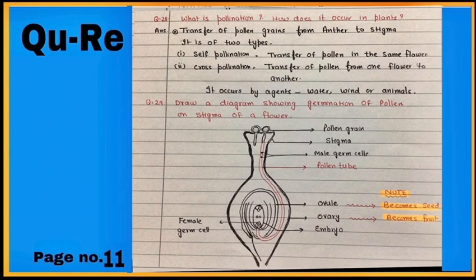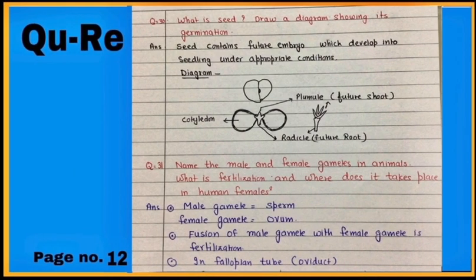What is pollination? What is self-pollination? What is cross-pollination? And then see the diagram showing germination of pollen on stigma of a flower. Structure of seed which contains future embryo.